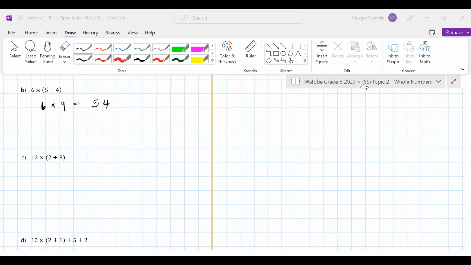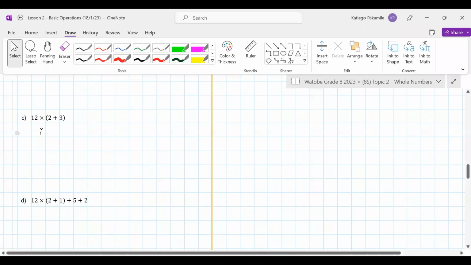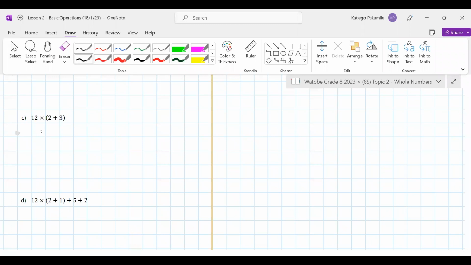Wonderful. Retabile, you are up next. Ma'am, I started with the brackets: 2 plus 3 equals 5. Okay. And then I said 12 times 5 equals 60. Well done, Retabile. Thank you very much. Ooh, y'all are nailing this.